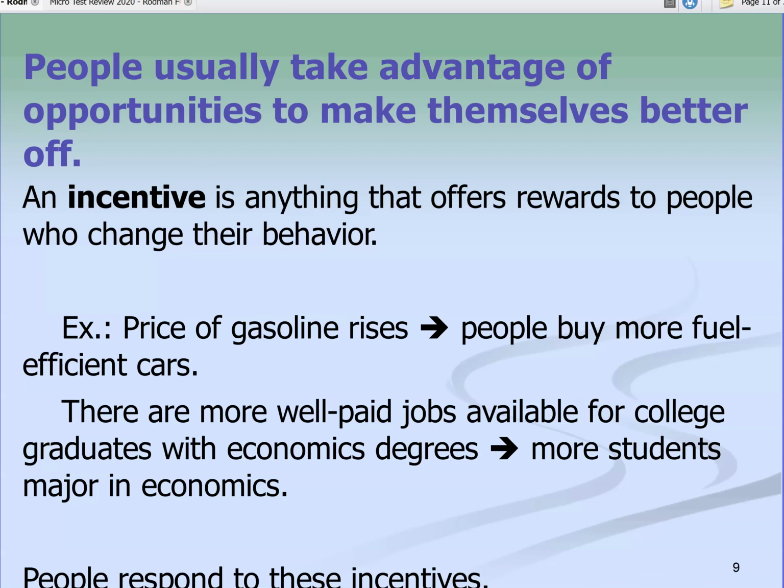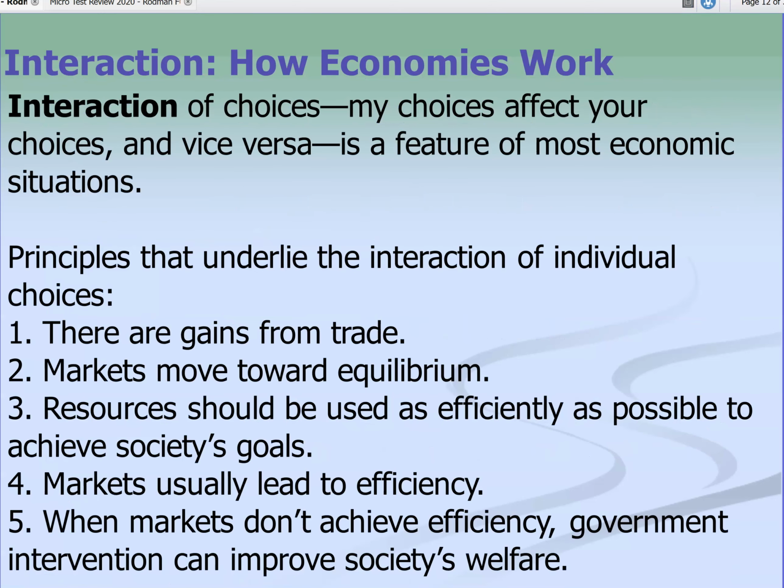That is going to be an incentive to change my behavior, to reward my behavior in order to change that. People respond to incentives all the time, and we see this in terms of the price of gasoline. We see this in terms of different jobs that are well paid or those that aren't. Those incentives or disincentives really do matter here. And the interaction of these choices is really the idea of what we're looking at in economics.